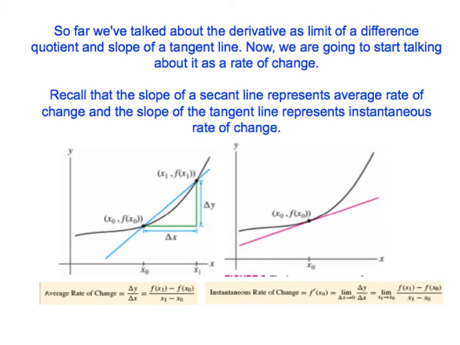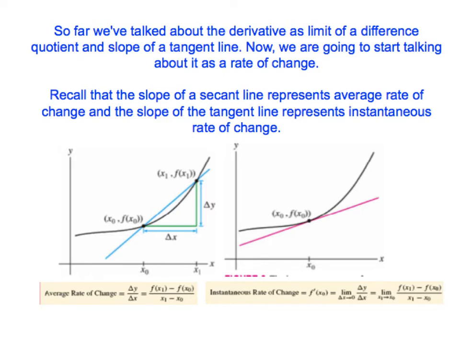Okay, so far we've talked about the derivative as the limit of a difference quotient and the slope of a tangent line. Now we're going to start talking about it as the rate of change. So this brings us back to that 2.1 section that we started off with. Recall that the slope of a secant line represents the average rate of change, and the slope of the tangent line represents the instantaneous rate of change. So in 2.1, we needed to use the slope formula, and we were using increasingly smaller delta x's or delta t's to accomplish this, and that allowed us to at least estimate what an instantaneous rate of change would be.